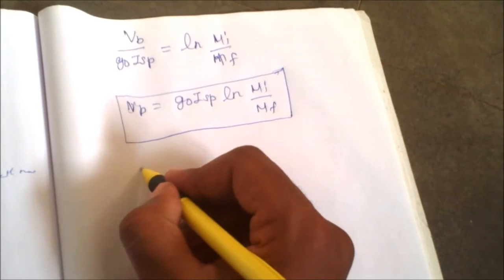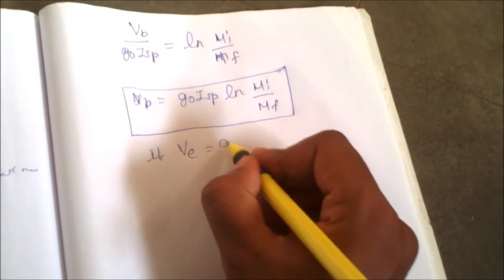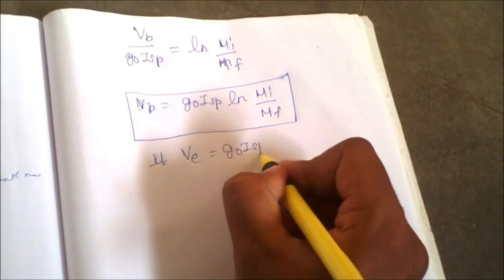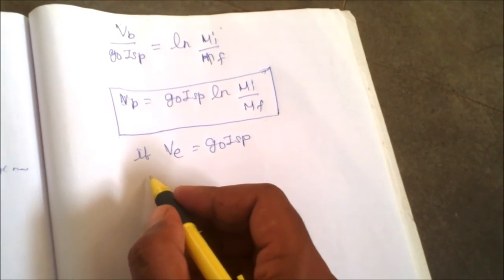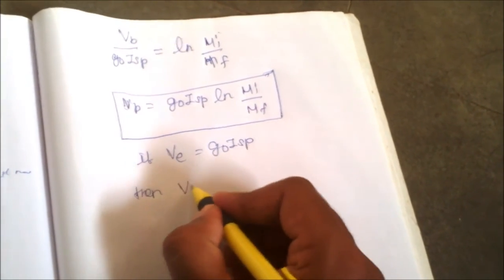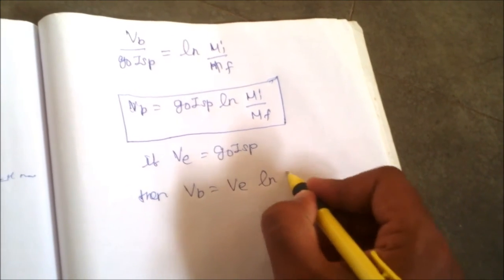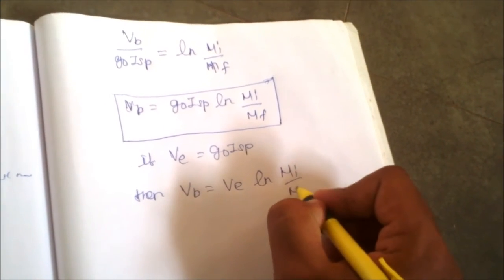If effective exhaust velocity is equal to g naught ISP, then burnout velocity can be written as exhaust velocity ln of mi by mf.